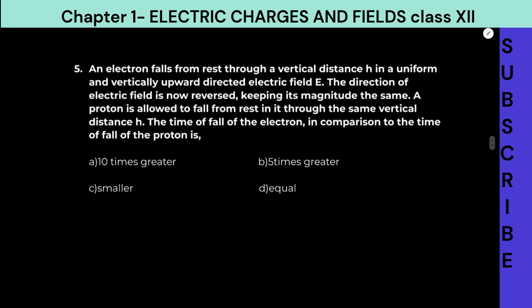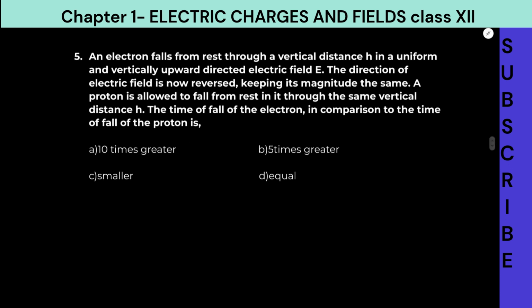Let's move to our question number 5. So question here 5 says, an electron falls from rest. Okay, so that's the initial information. Rest means, let me just put here a rest, u means 0. What's u? Initial velocity. If something is starting from rest, it simply means the initial velocity of the particle is 0.